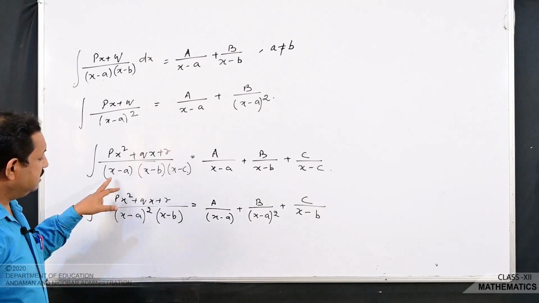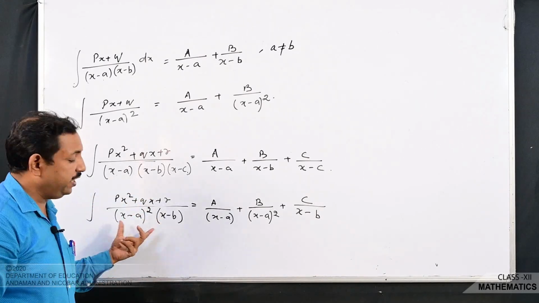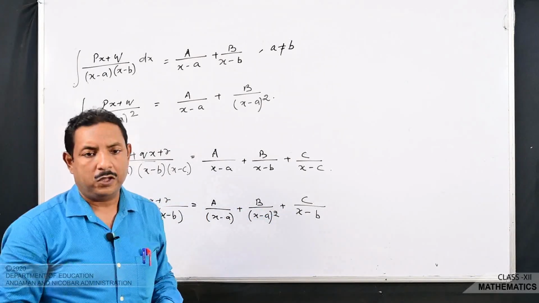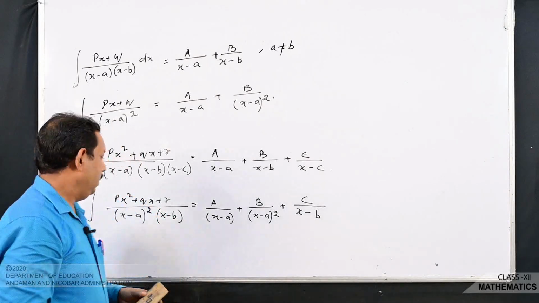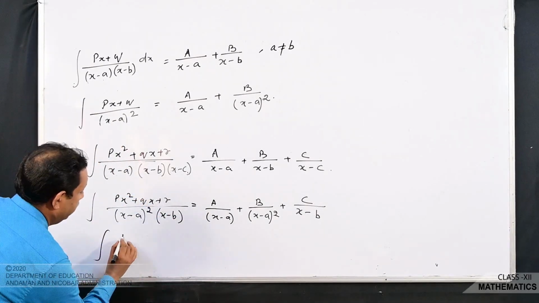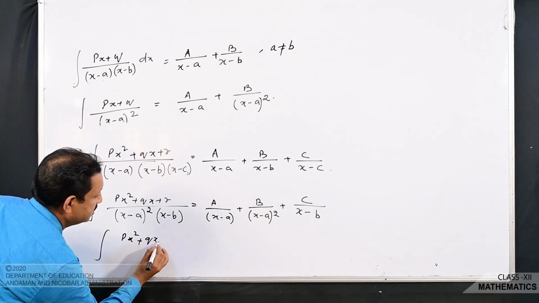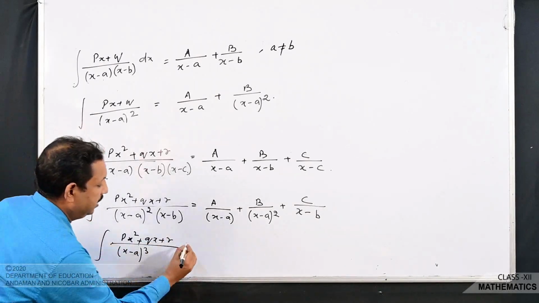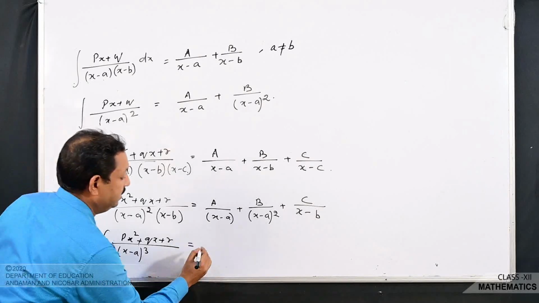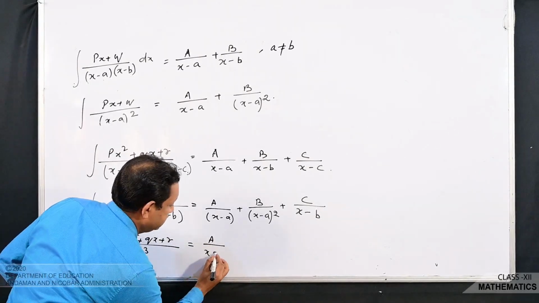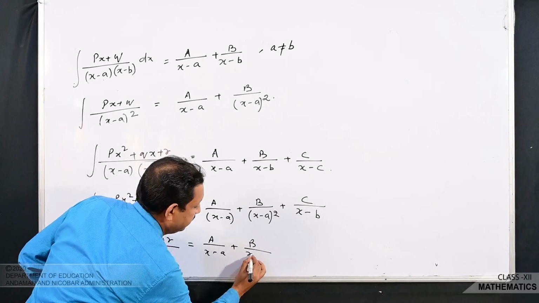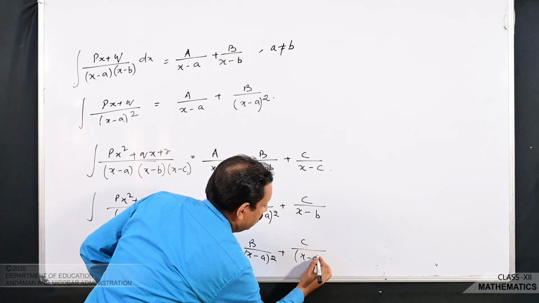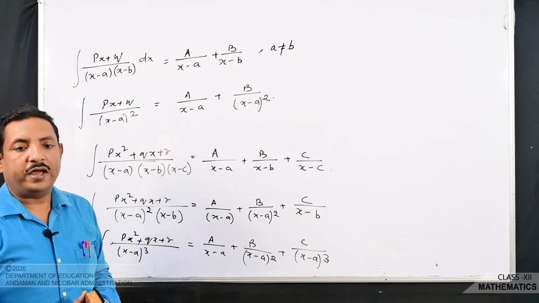Now one more possibility. Sometimes you may have three repeating factors, that is x minus a, x minus a, x minus a. What can we do at that time? Simply you take the integration of px square plus qx plus r upon x minus a whole cube, and you must split the terms as A by x minus a plus B by x minus a the whole square plus C by x minus a whole cube. Likewise, you can split these terms.